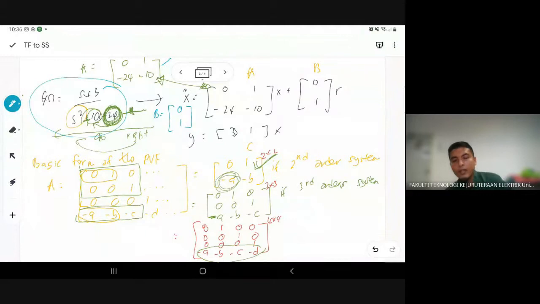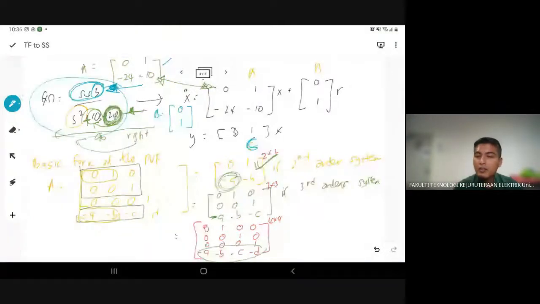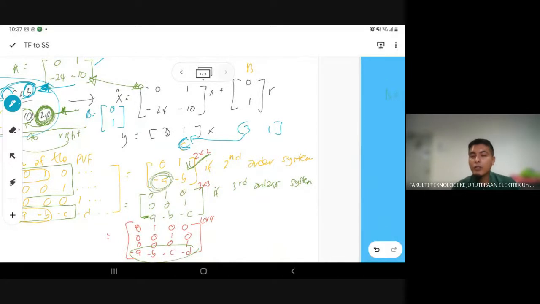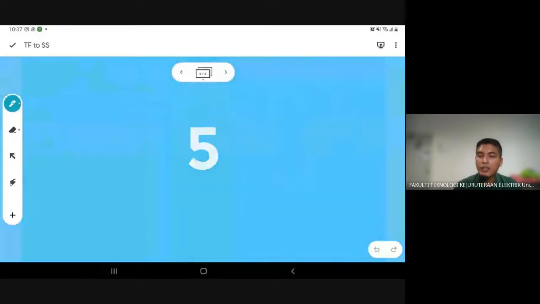And then for your C matrix, you just do the same at the numerator part, from right to left. The first number you see, moving from right to left, is 3, so you just write 3. The second number is 1, so you just write 1. So you get 3, 1. It's really simple.